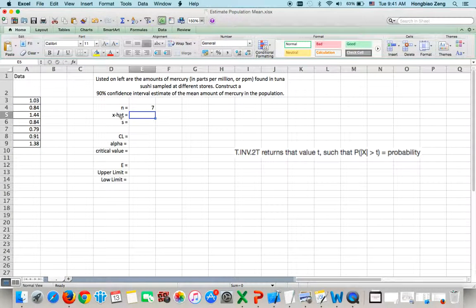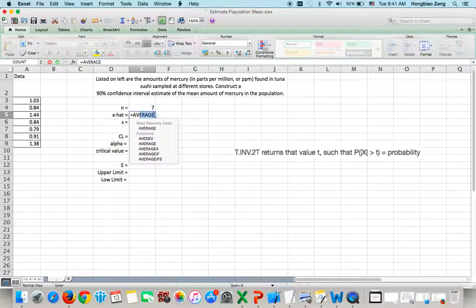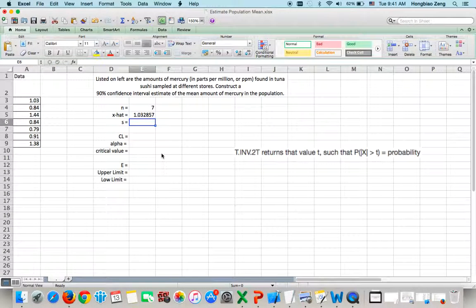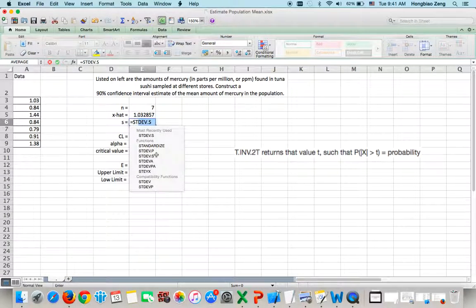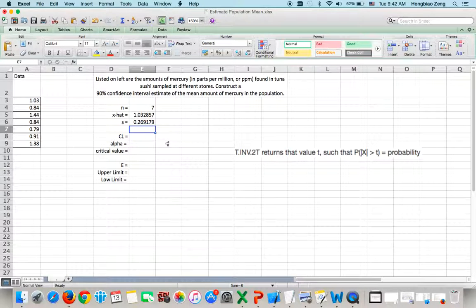Then I need to calculate the sample mean, which is x hat. This will equal, we just use the average function from Excel. You give the data range from A3 to A9. This gives you the sample mean. Then I need to calculate the sample standard deviation. I use Excel STDEV.S, S stands for sample, from A3 to A9. This gives me the sample standard deviation.